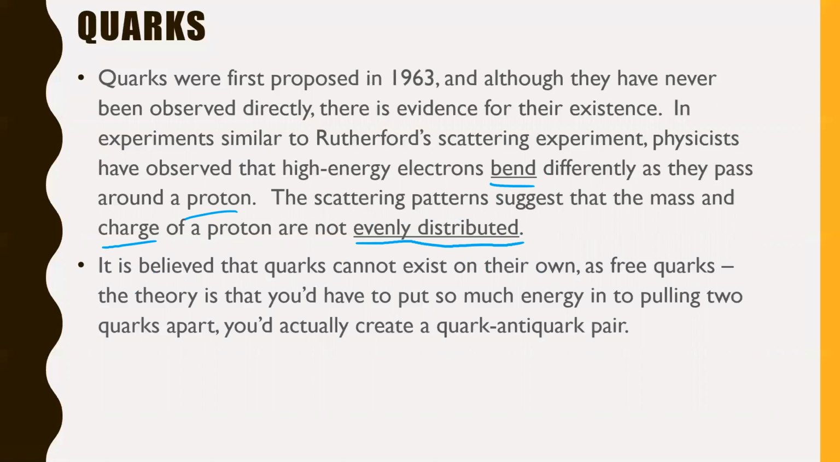It's believed that quarks cannot exist on their own as free quarks. The theory is that you'd have to put so much energy in pulling 2 quarks apart, you'd actually create a quark and anti-quark pair. There's some interesting explanations on it. I remember I saw one video where it's like, imagine a quark is like a gummy worm. And you pull the gummy worm on both ends, you're trying to split it apart. All you're going to end with is it's going to break and you're going to have 2 gummy worms in the end, right?